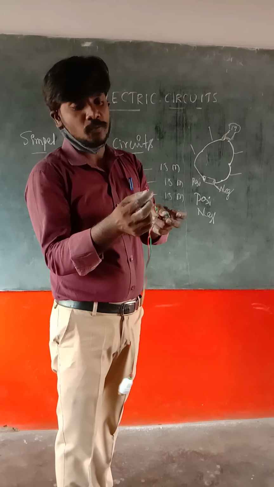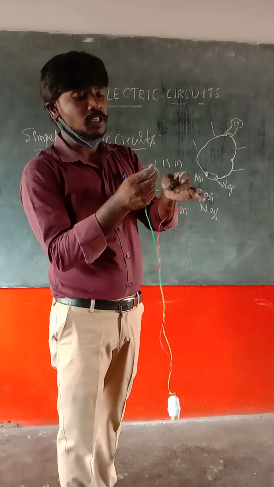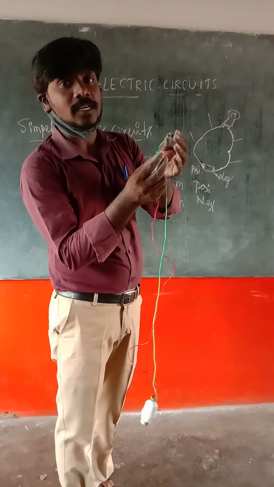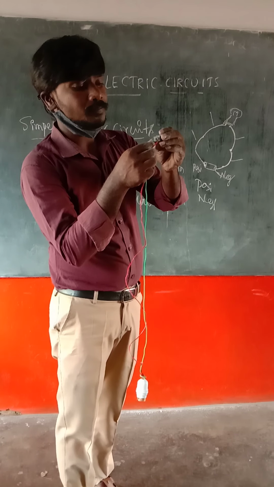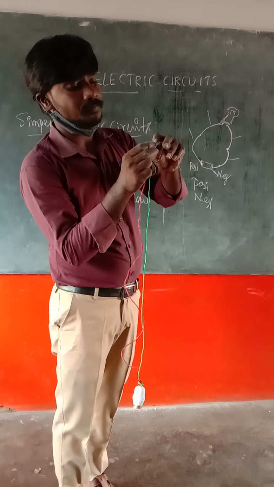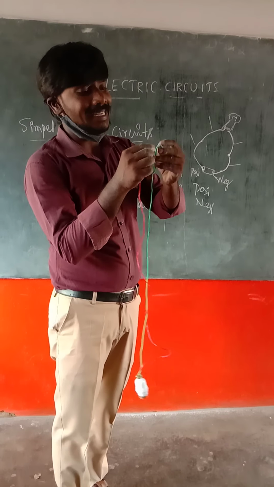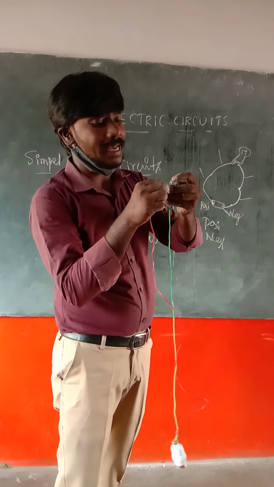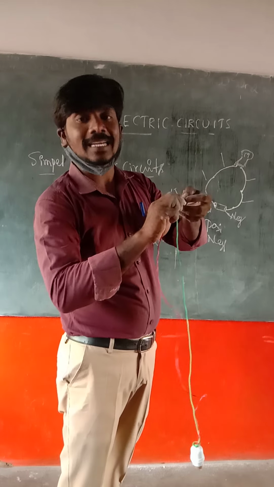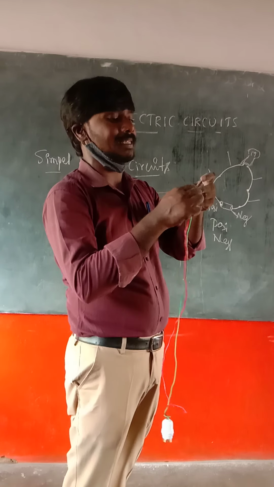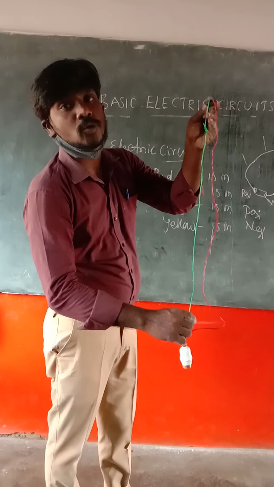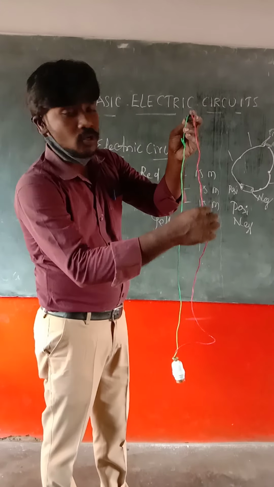This wire belongs to positive and this wire belongs to negative. The red wire indicates positive and the green wire indicates negative. Suppose it is connected to that one terminal, it is called negative, and it is connected to that one terminal, it is called positive. So when you connect the wires in any simple electric system, one wire always indicates positive and one wire always indicates negative.